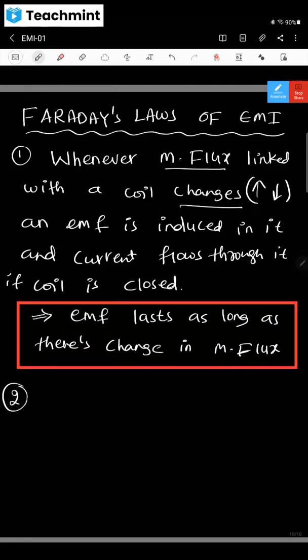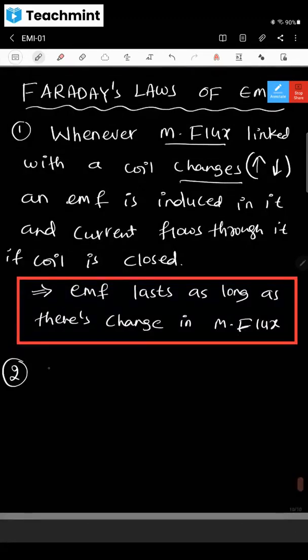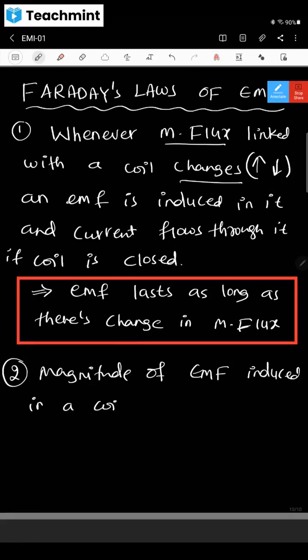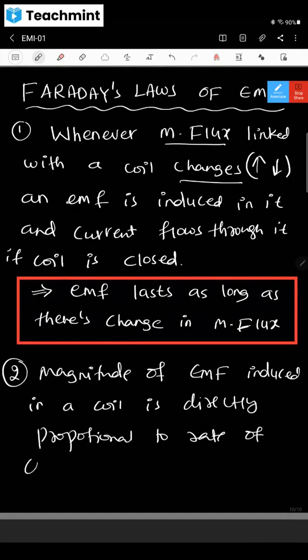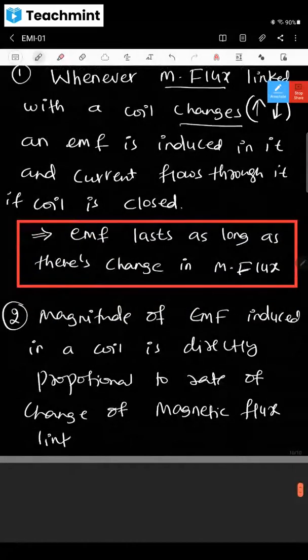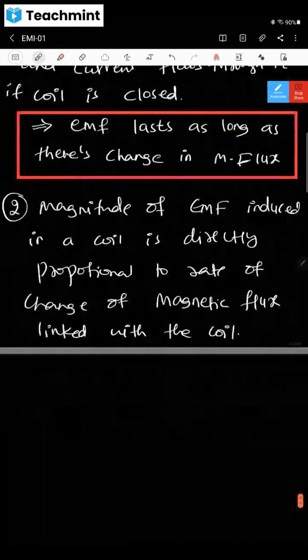And the second law, look at the second law. The magnitude of the EMF induced in a coil is directly proportional to the rate of change of magnetic flux linked with the coil. So what do you mean by rate of change of magnetic flux?